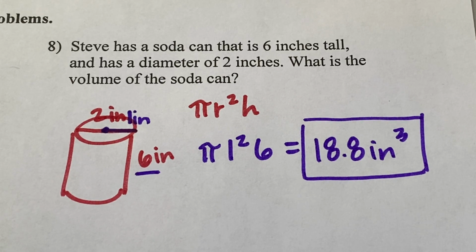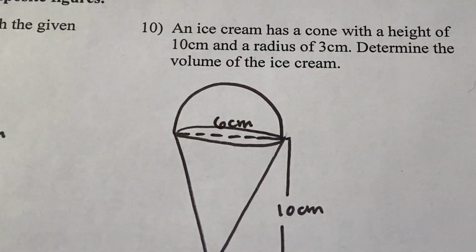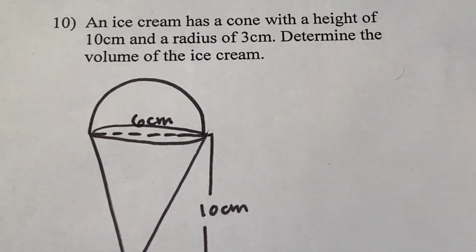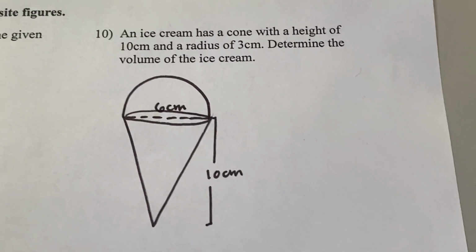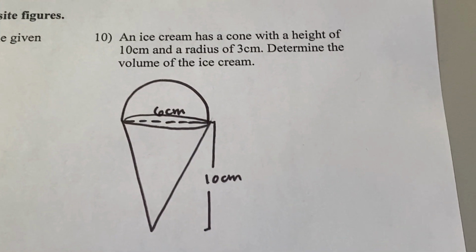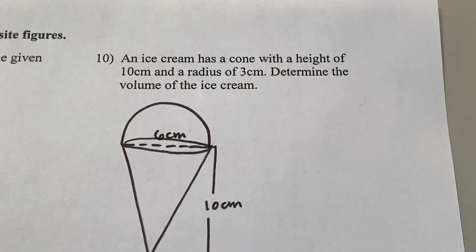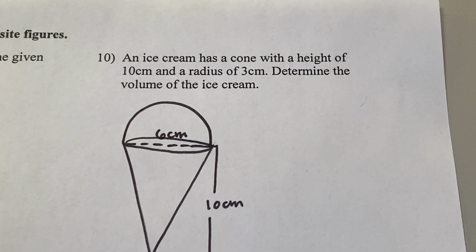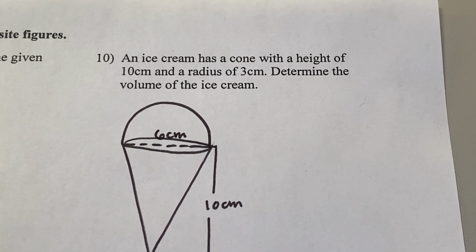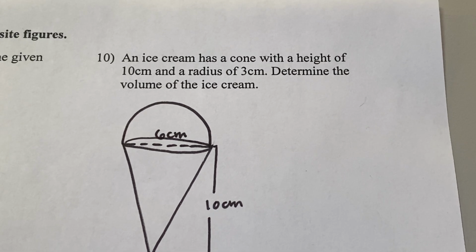Alrighty, guys. Awesome job. Turn your paper over. We'll go ahead and skip number 9, just for time's sake. Let's do number 10. On numbers 9 and 10, these are what we call composite, because we have 2 shapes basically being put together. For number 10, we have an ice cream cone with a height of 10 centimeters and a radius of 3 centimeters. Determine the volume of the entire ice cream cone.